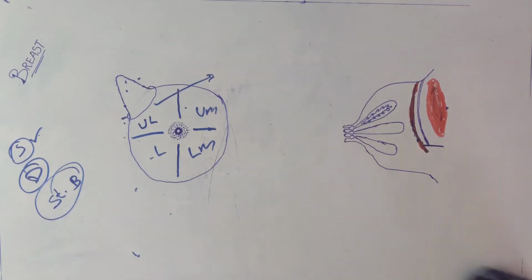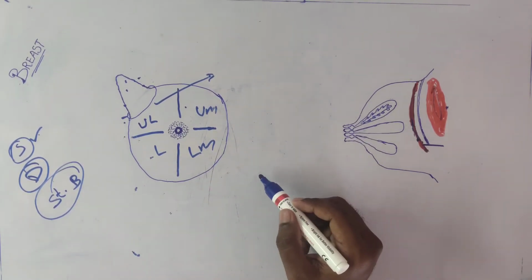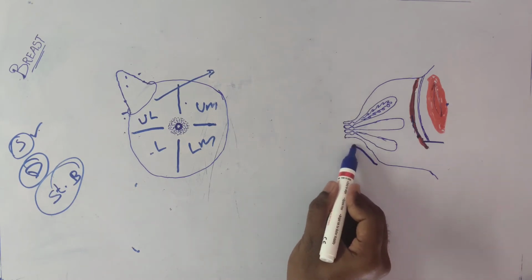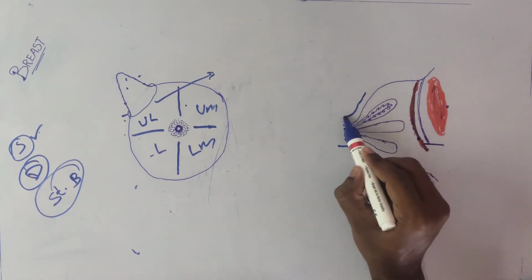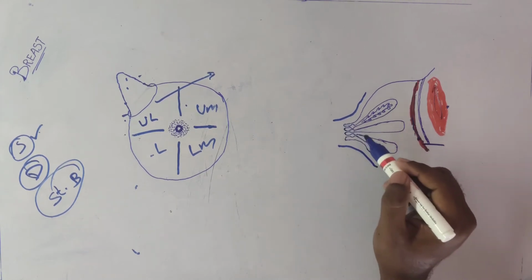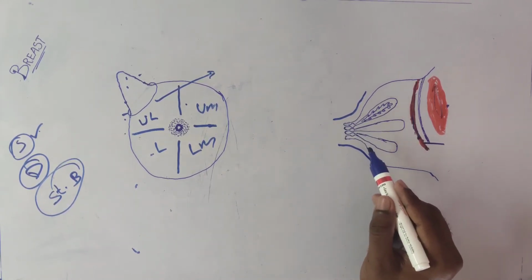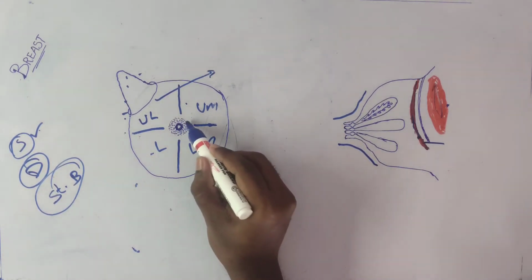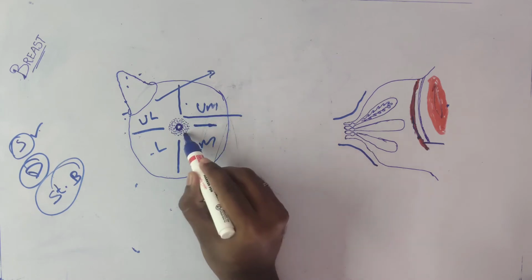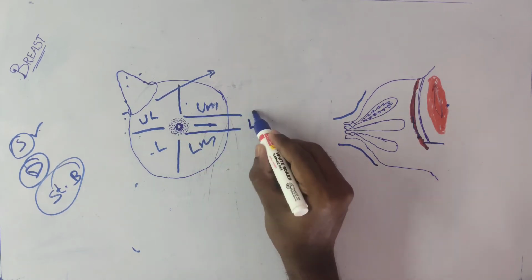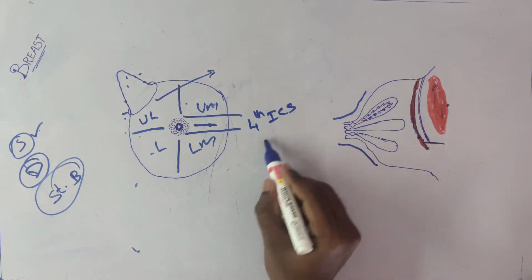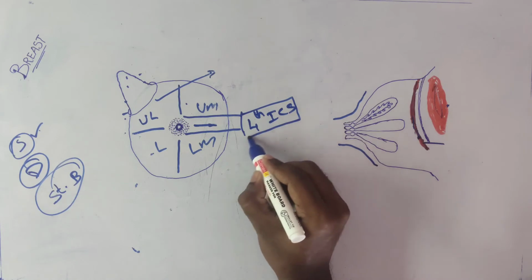Now coming to the skin, which has a conical projection. The conical projection of the skin is called nipple. See, this is the conical projection, conical shaped and projecting outside, so it is called nipple. It is present just below the center of the breast at the level of the fourth intercostal space. The nipple is placed at the fourth intercostal space.